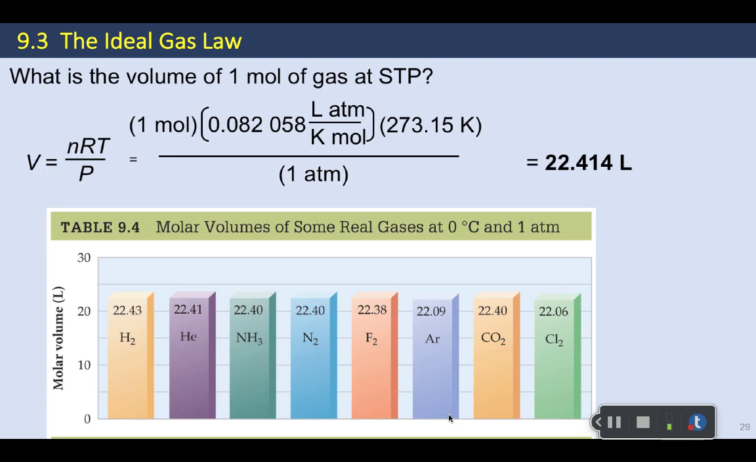So we were thinking about this from the start of this section. What is the volume of 1 mole of gas at standard temperature and pressure? The volume for the mole of 1 gas, well, there's a bunch of gases shown here: hydrogen, helium, ammonia, nitrogen, fluorine, argon, carbon dioxide, and chlorine. Well, they're close. I wouldn't say they're all exactly 22.4 something liters, but they're right in there.